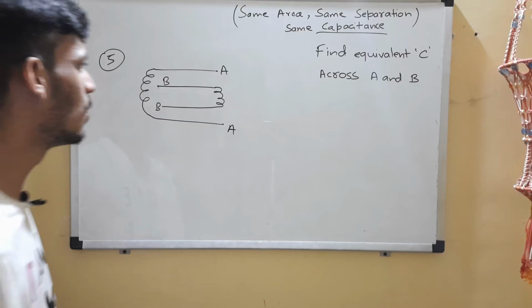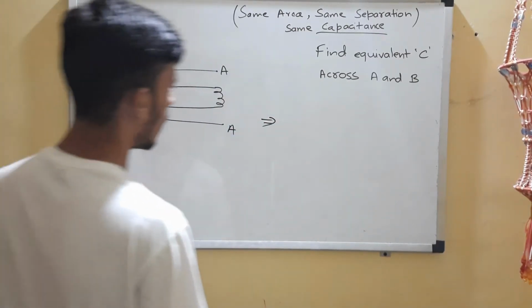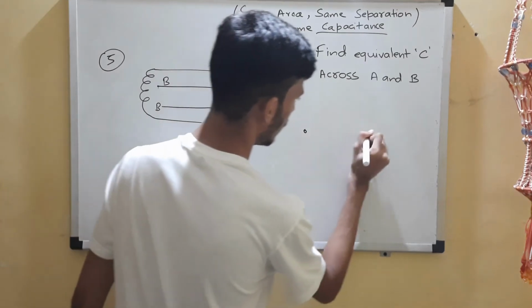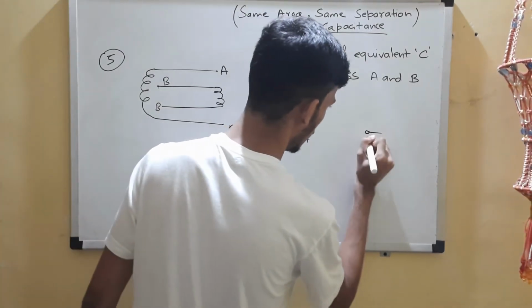Let's move to step 2, wherein we draw the circuit. Draw a simple circuit. So treat A and B as terminals, and we don't have more points, so A and B over here.